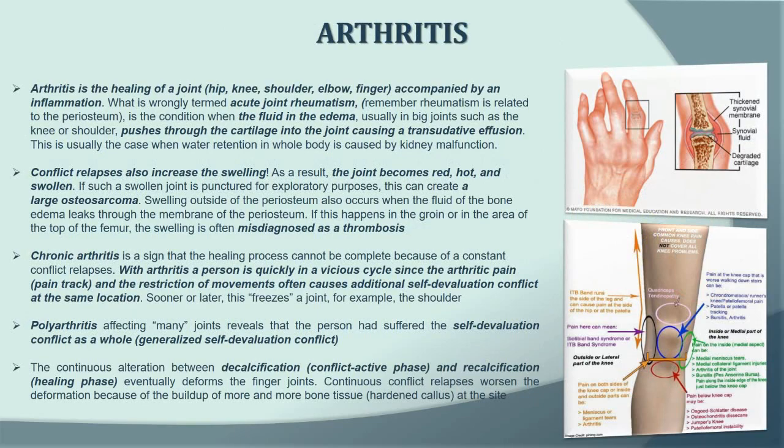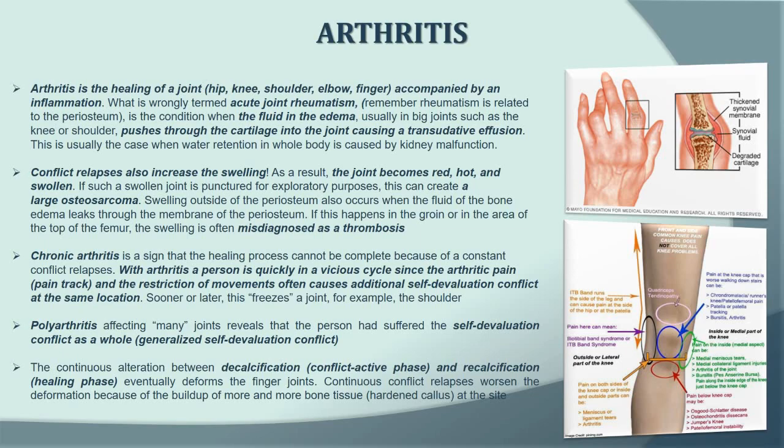Another very common disease of your musculoskeletal system is the so-called arthritis. Arthritis is the healing of a joint like a hip, knee, shoulder, elbow, or finger joint, accompanied by an inflammation. What is wrongly termed acute joint rheumatism, remember again, rheumatism is related to the periosteum, is the condition when the fluid in the edema, usually in the big joints such as the knee or shoulder, pushes through the cartilage into the joint, causing a transudative effusion. This is usually the case when water retention in the whole body is caused by kidney malfunction.